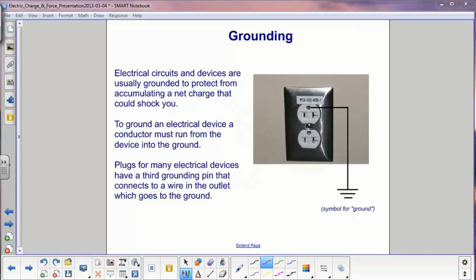To ground an electrical device, a conductor must be run from the device into the ground, giving a path to ground for the excess charge. Plugs for many electrical devices have a third grounding pin. You can see it up here, this little guy right here, that has a wire that conducts typically to a metal pipe in your basement, a plumbing pipe perhaps, that eventually has another wire going from it into the ground. This will enable any excess charge to flow through that wire into the ground instead of through you into the ground, which is a lot safer.